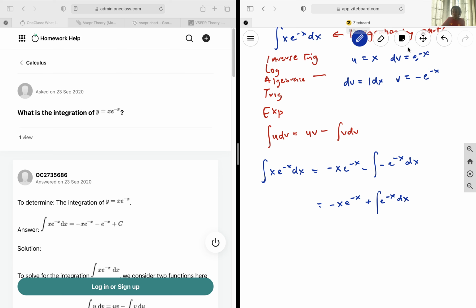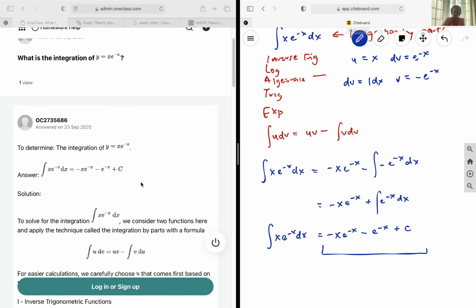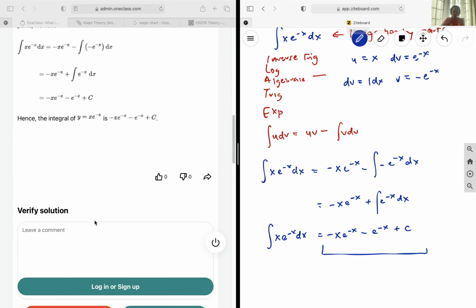We already know the integral of e to the minus x because we calculated it here to find v. So we'll get negative x e to the minus x minus e to the minus x. And then we will have a plus c because we found our final answer. And that's it for this question. You can decide to pull out the e to the minus x if you feel like, but the plus c will have to be outside of the brackets, because plus c is a constant.